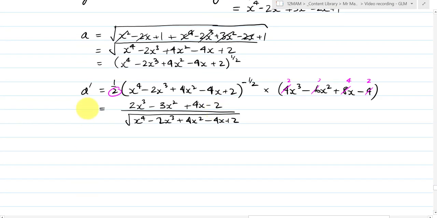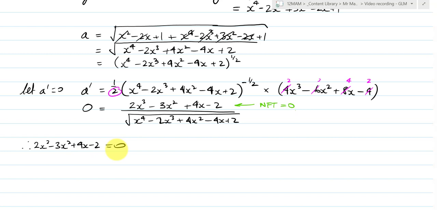Now we're at that point again where I'm going to let a dash equal 0, so I'll have 0 here, and we're at that sort of null factor point. This must be 0. It's the only way to make this whole thing 0 is if the numerator is 0, and so I get therefore 2x cubed minus 3x squared plus 4x minus 2 equals 0. It's a cubic with no hints on how to solve it, so there's an expectation here that you would be welcome to use your calculator, and I get this.